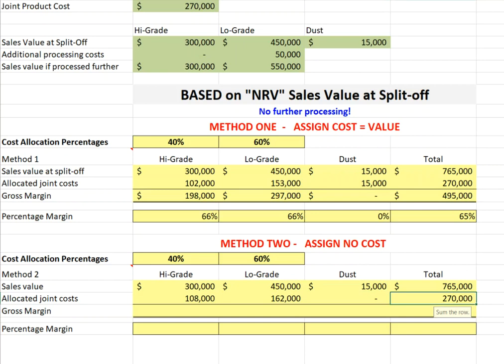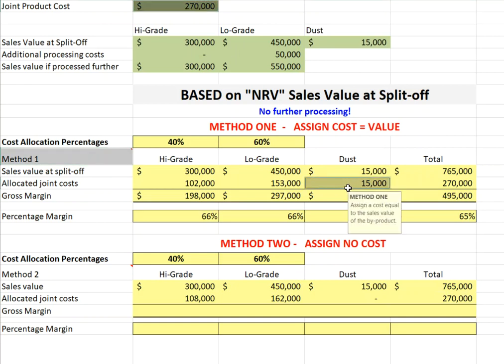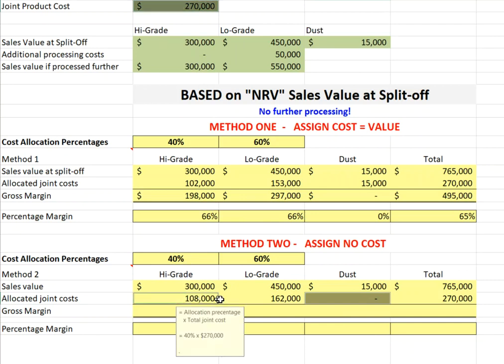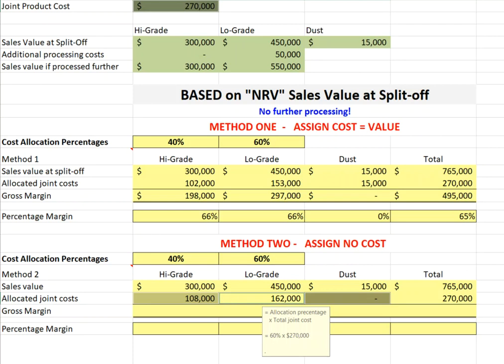So again, the only difference between these two examples is for method 1, we're allocating a cost of $255,000, which is the $270,000 minus the $15,000 in cost we've allocated to the coal dust. In method 2, we assign no cost to the coal dust, so we allocate the entire $270,000 to the high-grade coal and the low-grade coal.